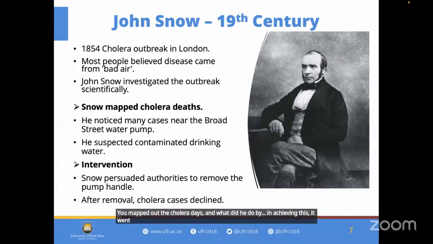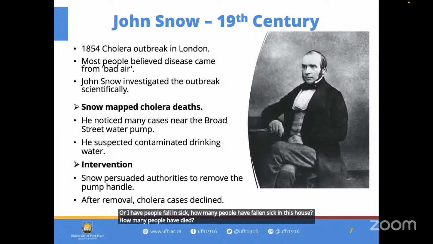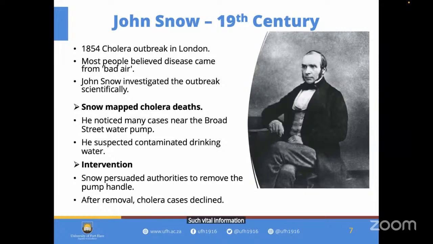He went from street to street, household by household, to ask questions on why people had fallen sick, how many people were falling sick in this house, how many people had died, when did it start. Such vital information was given to him. And during his investigation, he realized that there was a higher prevalence of death and morbidity in a certain street compared to the others.